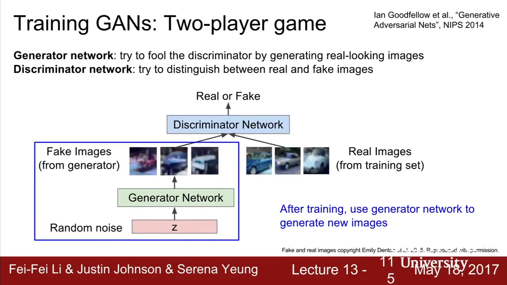Okay, so looking at the whole picture, we have this network set up, and we've trained both our generator network and our discriminator network. Now after training, for generation, we can just take our generator network and use it to generate new images. We just take noise z, pass this through, and generate fake images from here.